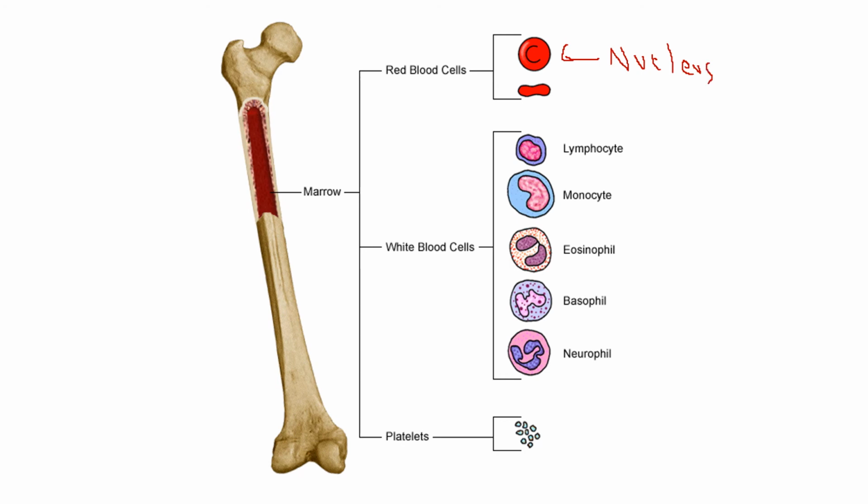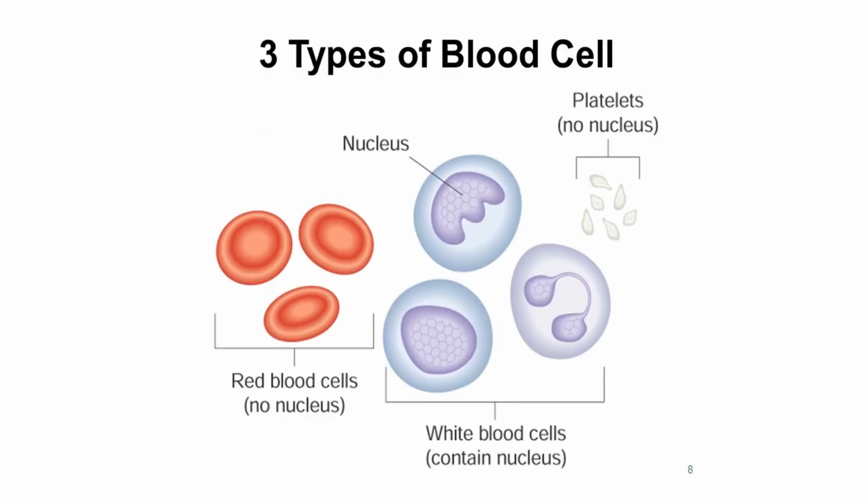Red blood cells do not have a nucleus, whereas white blood cells and platelets have a nucleus. Red blood cells also have a different shape. So it's important to know that red blood cells are what we call anucleated. Again, red blood cells, erythrocytes; white blood cells, leukocytes; platelets, thrombocytes. This is just another slide showing the three different blood cells.